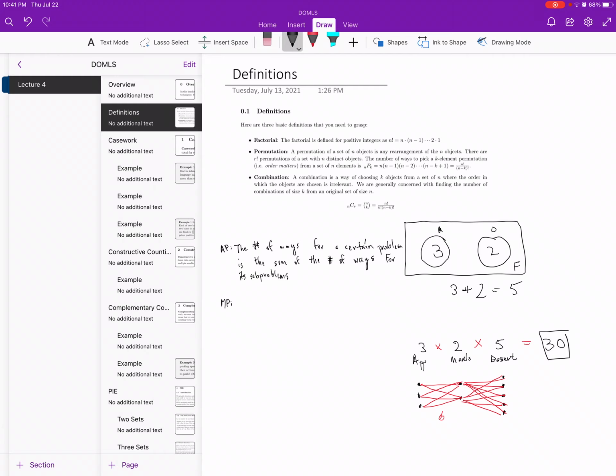The idea of the multiplication principle is that if some problem can be broken down into some ordered steps, and ordered is really important here, the number of ways for the problem is the product of all the ways for the subproblems.